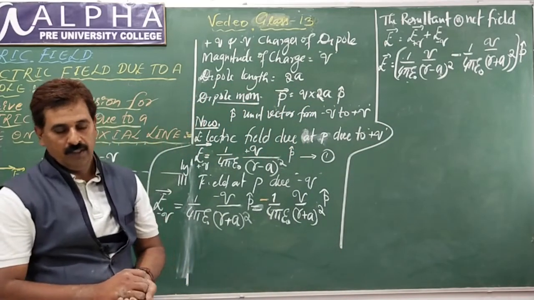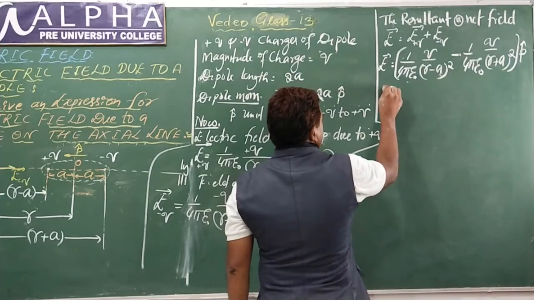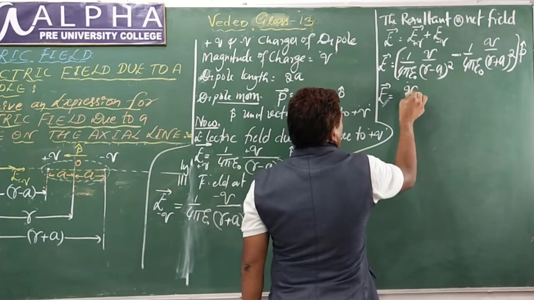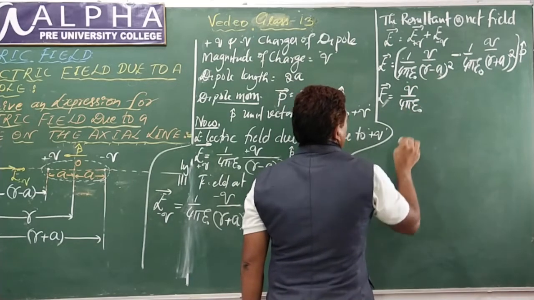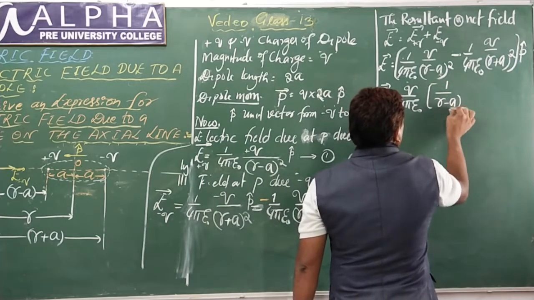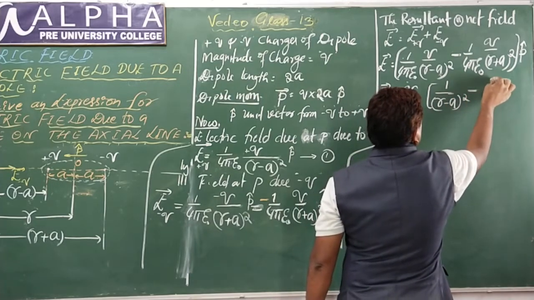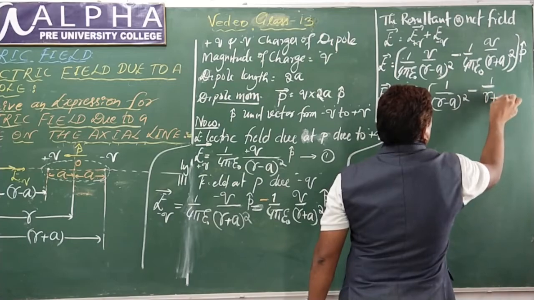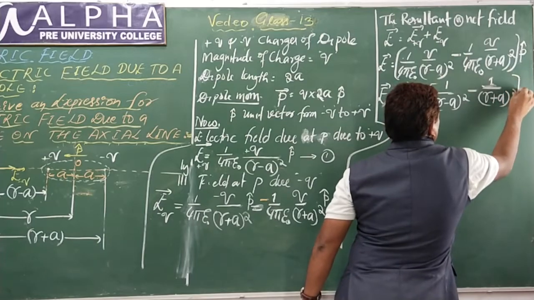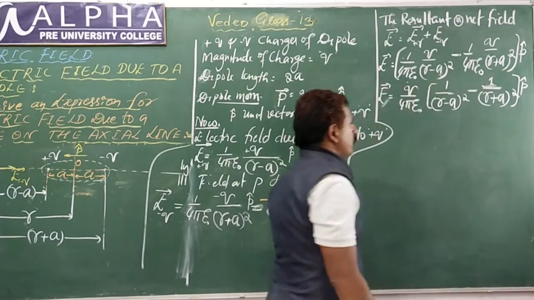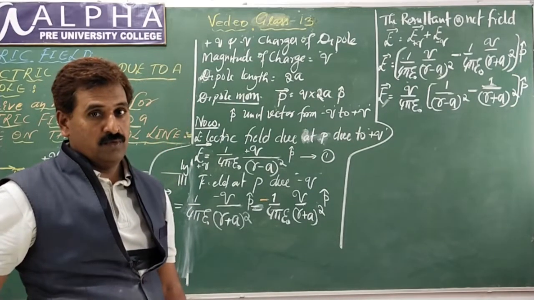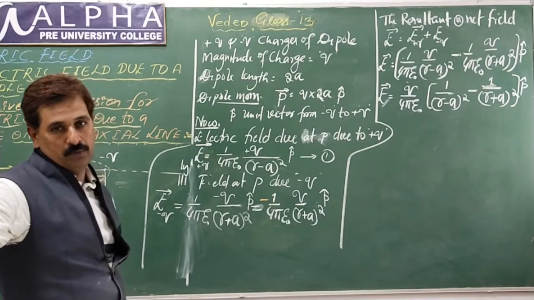What is common? When you write a relation, look for the term which is common. Electric field E equals, the common term is Q divided by 4 pi epsilon naught, 1 over R minus A whole squared, minus 1 over R plus A whole square. Are you following, students? Very simple, very easy. You have to observe carefully, play the video 2-3 times, then write on your own, not looking at the video.